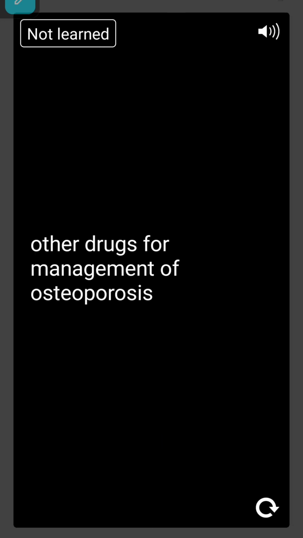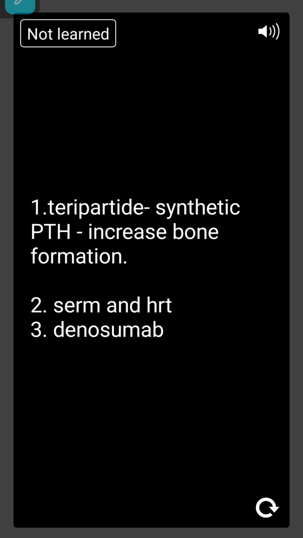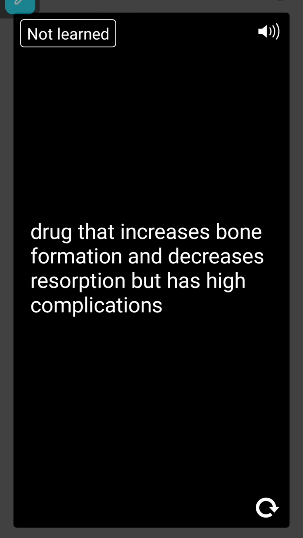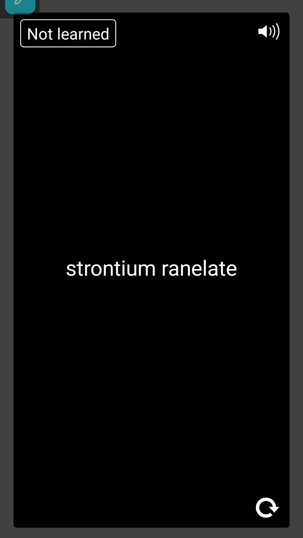Other drugs for management of osteoporosis. 1. Teriparatide, synthetic PTH, increases bone formation. 2. SERM and HRT. 3. Denosumab. A drug that increases bone formation and decreases resorption but has high complications: strontium ranelate.